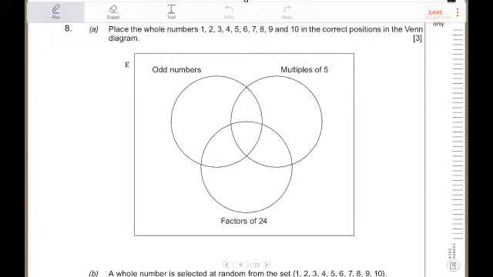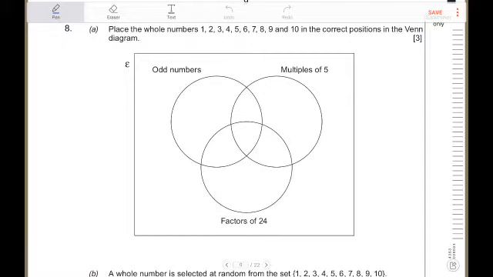Okay, this is a question from WJEC GCSE Mathematics Numeracy, Intermediate Tier, could be Foundation as well, Unit 1, non-calculator. And it's obviously about Venn diagrams. Okay, so let's start with this question and show you how I would tackle this.